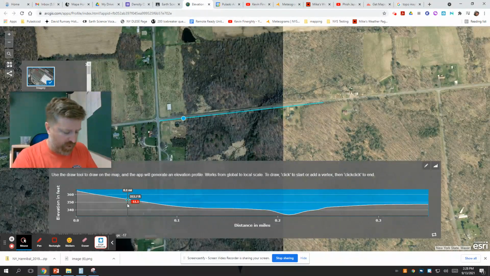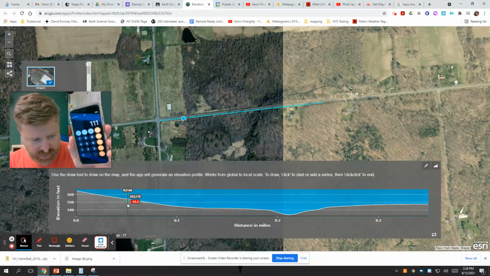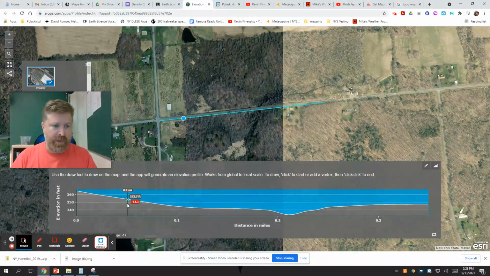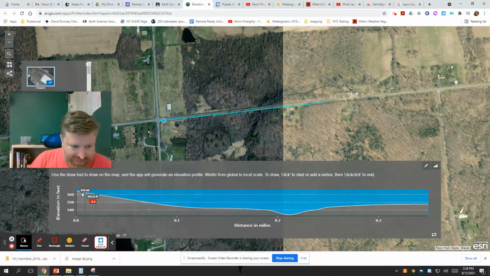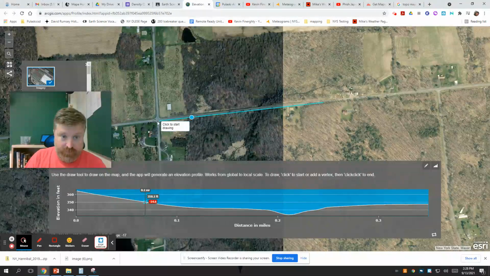So he went down 11.1 feet over 0.1 miles, means that he went down a hill slope that's 111 feet for every mile. Every mile, if the slope were exactly that, you would go down 111 feet. That's what we call the gradient, the steepness, really, of that hill.